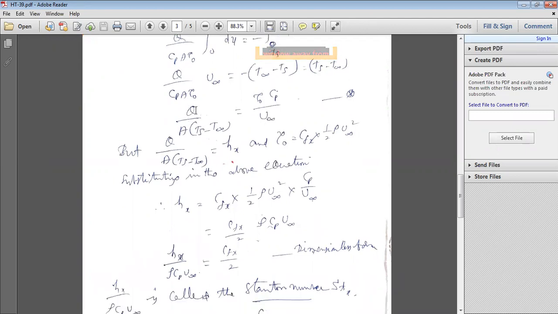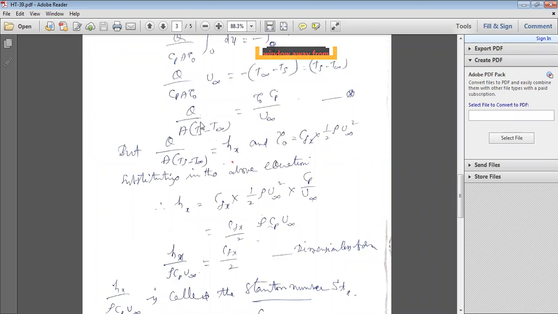But what is Q by area into Ts minus T free stream? How do you calculate convection heat transfer? Q is equal to hA delta T, where h is the convective heat transfer coefficient. From this, if you take local hx, Q is equal to hx delta T. Otherwise, Q is equal to hx into area into Ts minus T free stream.